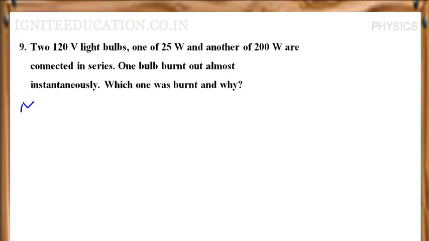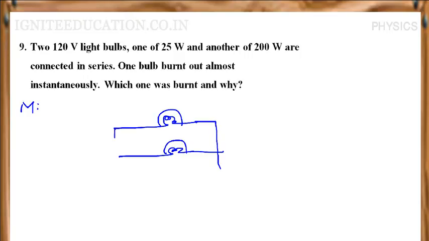So our motto is, there are two bulbs which are connected in a combination like this. One has V1, P1 power rating and the other has V2, P2 power rating. They are connected at a potential V. Here V1, V2 and V are the same. And the moment you switch on this circuit, one of the bulbs is going to be blown out.